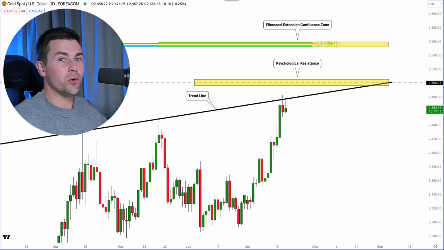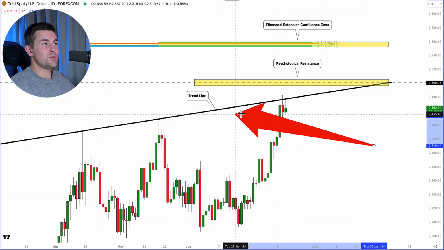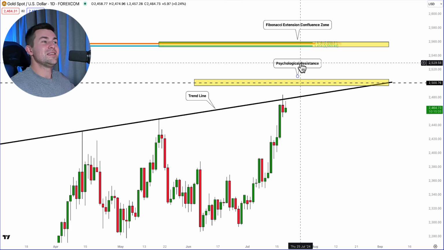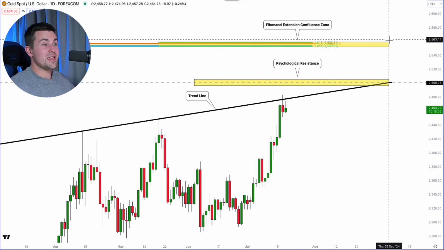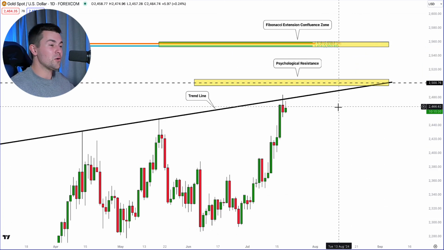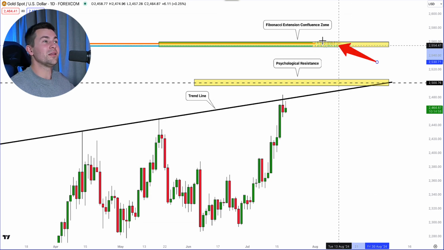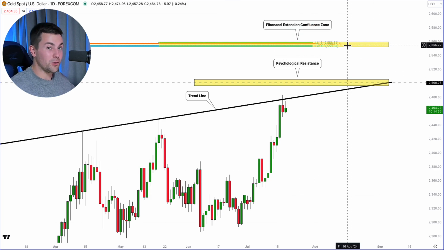And here are our next 3 potentially strong resistances on gold. The first resistance is based on this rising trend line, the second resistance is based on the psychological level, and the third resistance is based on the Fibonacci extension confluence zone. Remember that there is no 100% guarantee that all the resistances that we spotted will be respected by the market. For that reason, you should strictly analyze the price action after the test of one of these resistances and look for confirmation before you open a short position.